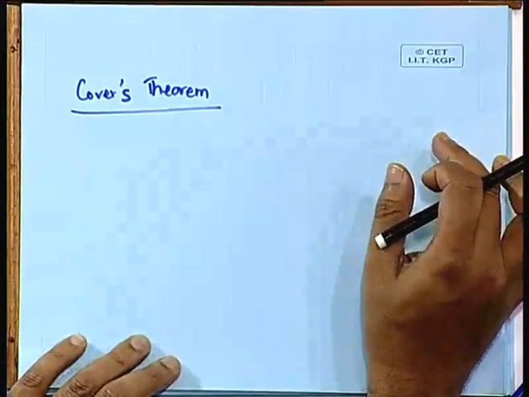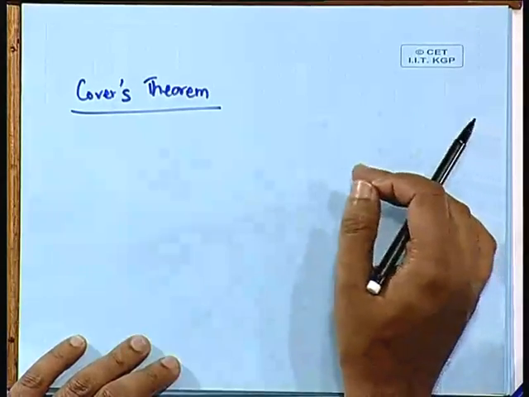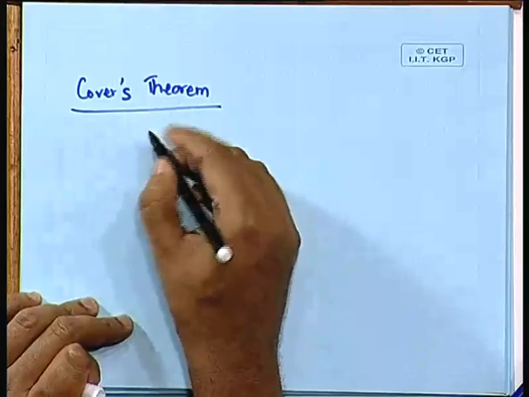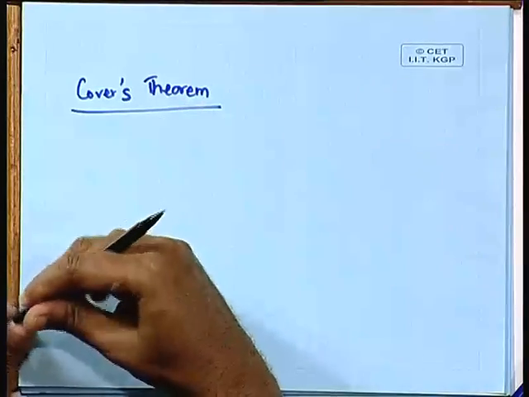Okay. Now, before we go into the discussion on Cover's theorem, let me state it. It says that a pattern classification problem cast in high dimensional space is more likely to be linearly separable than in a low dimensional space. I repeat, a problem is more likely to be linearly separable in higher dimensional space than in lower dimensional space. So, that is why it makes sense to do a mapping from the lower dimensional input space to some higher dimensional hidden space.